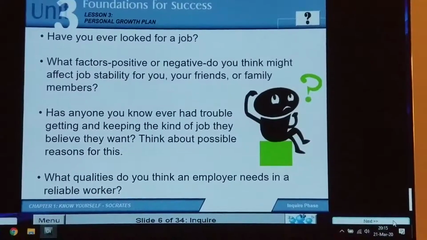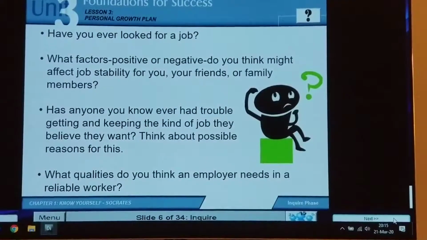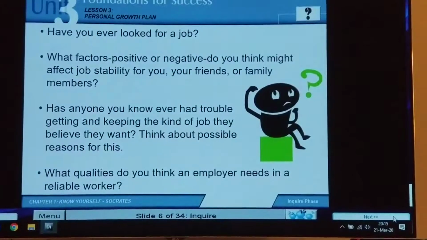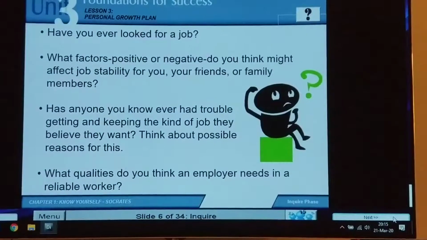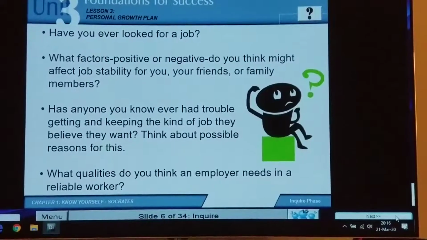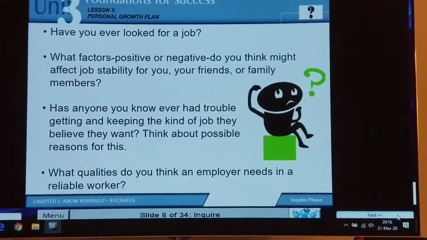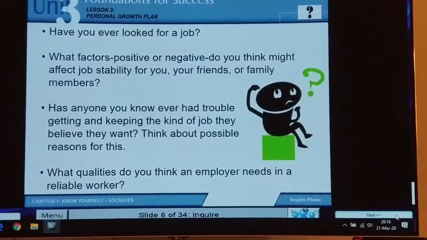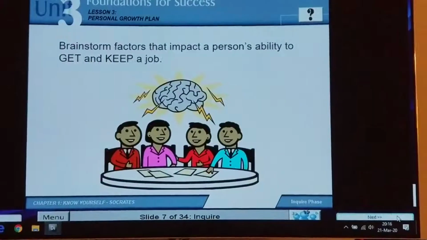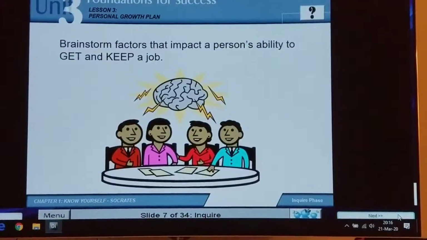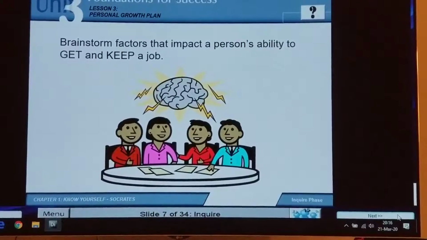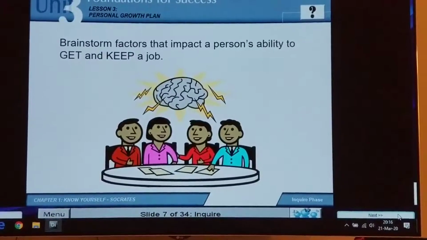You've seen people get hired, but then when they get there, they don't do what they know they're supposed to do, and they either lose that job or do very poorly at it. And their hours are reduced to the point where they just go ahead and quit. What qualities do you think an employer needs in a reliable worker? Put yourself in their position. If you're an employer, what would you be looking for? All right, brainstorm factors that impact a person's ability to get and keep a job. Getting a job is only half the battle.